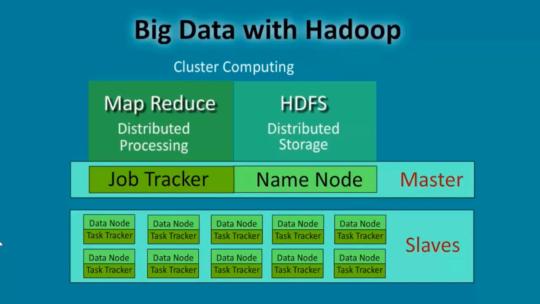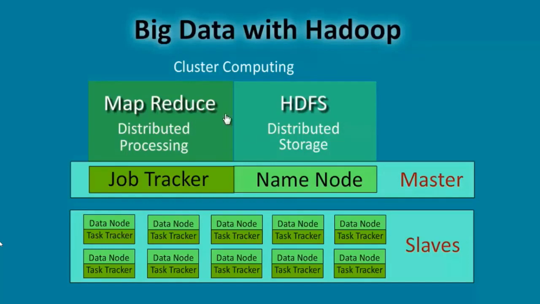So let's take a look at how Hadoop basically works, a rough overview. Hadoop has two main components, the storage side and the processing side. The storage side is HDFS, the Hadoop Distributed File System. You've also got MapReduce, which is for distributed processing.